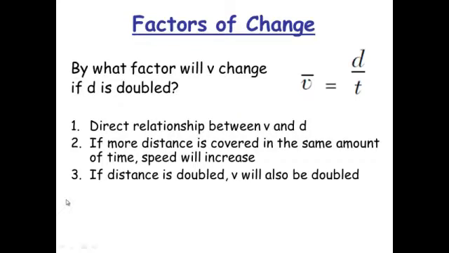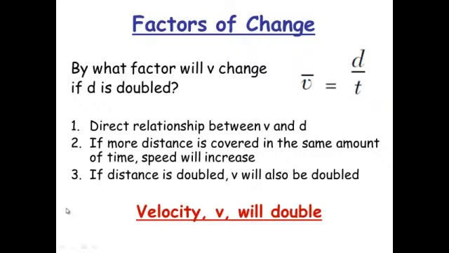And if distance is doubled, like the question says, that means that speed must also be doubled because there is a direct relationship. Therefore, our answer tells us that speed will double.